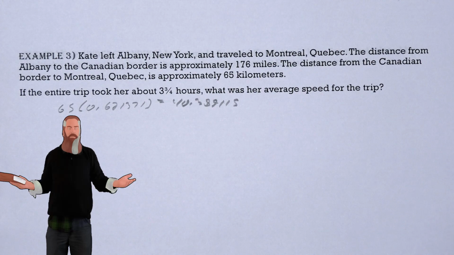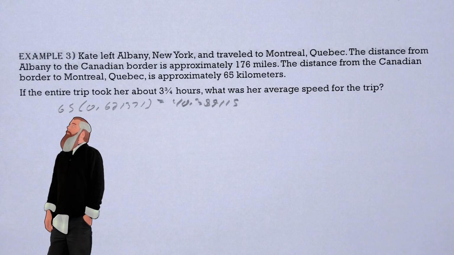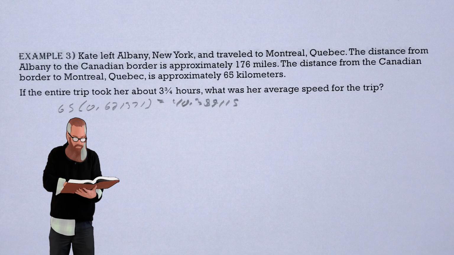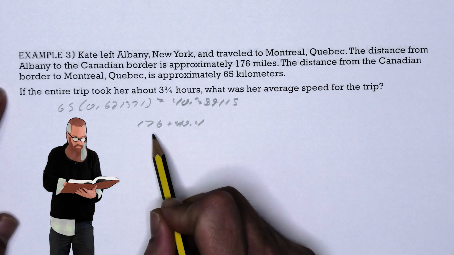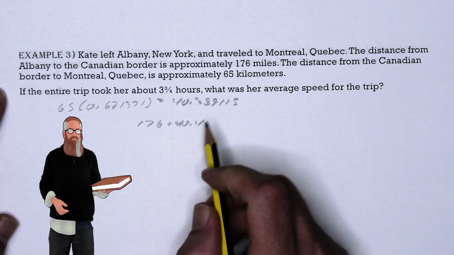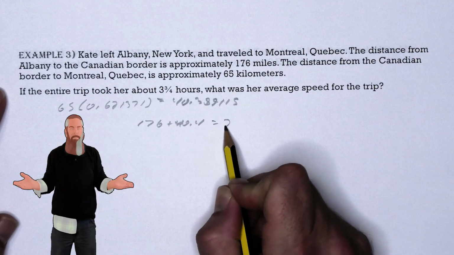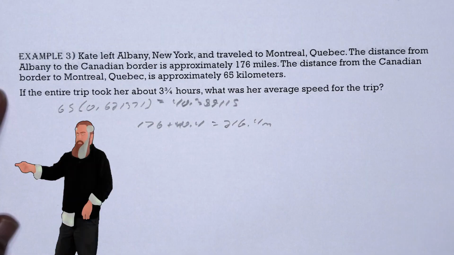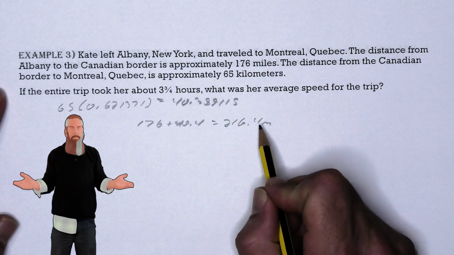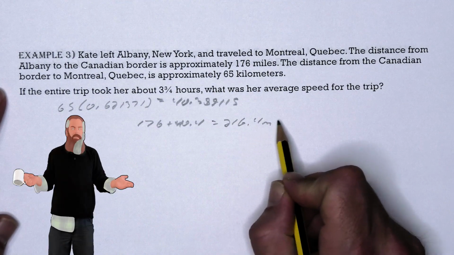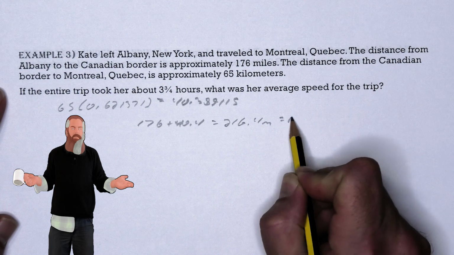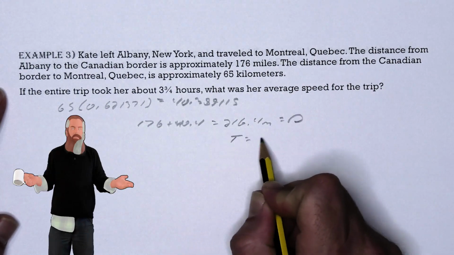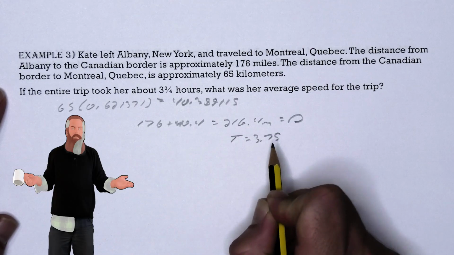Kate's total driving distance is the sum of the distance of Albany to the Canadian border and from the Canadian border to Montreal. So 176 plus 40.4 will give us 216.4 miles. Now we're going to solve for rate. We already know that this 216.4 miles is equal to d as the distance. And we know that the time traveled is 3.75.